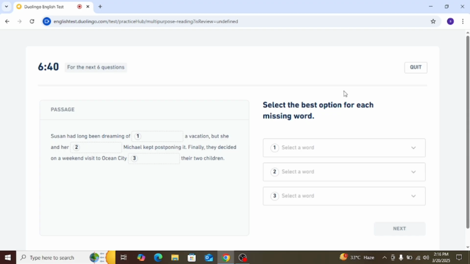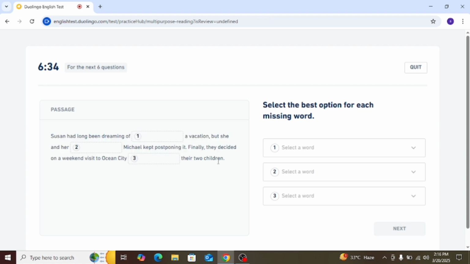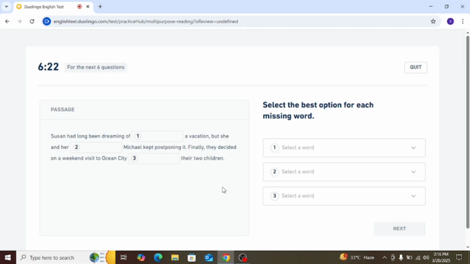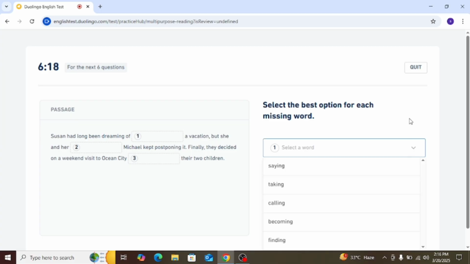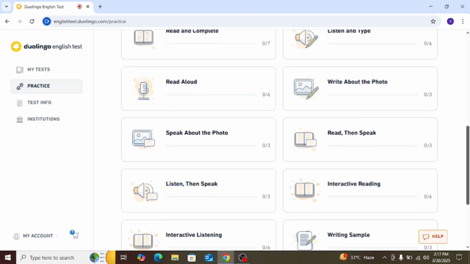For the six questions, we have to read the whole passage first. Okay, because if we understand this whole passage, then we can easily answer the question of this passage. So I want to quote this also. The last one is about writing sample.